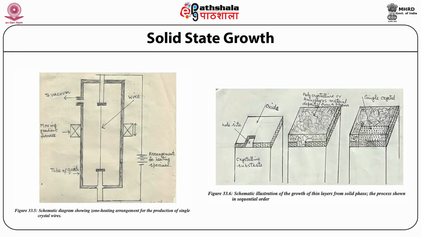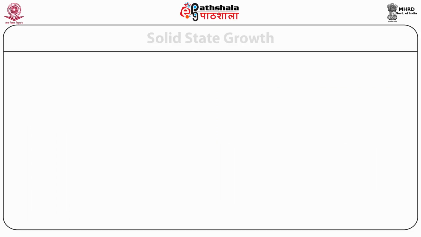The slide shows two figures, 33.5 and 33.6. 33.5 is a schematic diagram showing zone heating arrangement for the production of single crystal wires, whereas figure 33.6 is a schematic illustration of the growth of thin layers from solid phase, the process shown in sequential order.